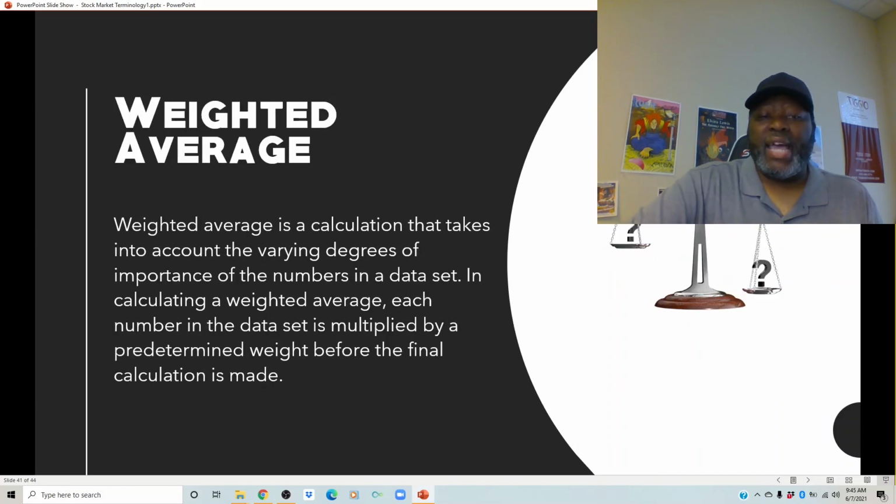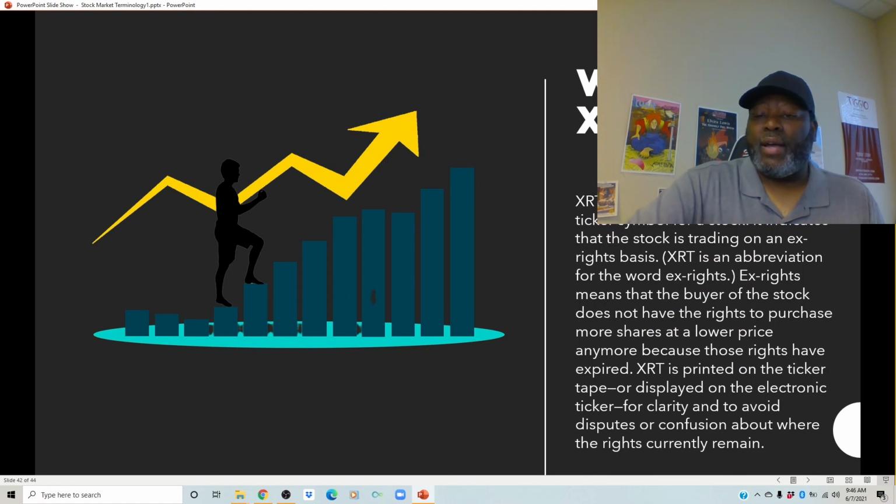All right, weighted average. Weighted average is a calculation that takes into account the varying degrees of importance of the numbers in a data set. In calculating a weighted average, each number in the data set is multiplied by a predetermined weight before the final calculation is made.